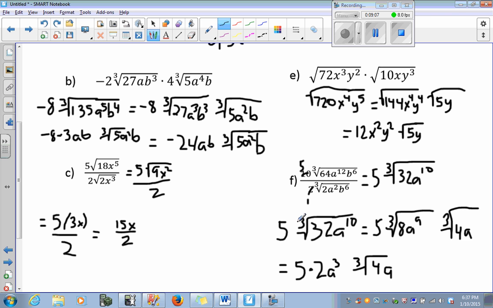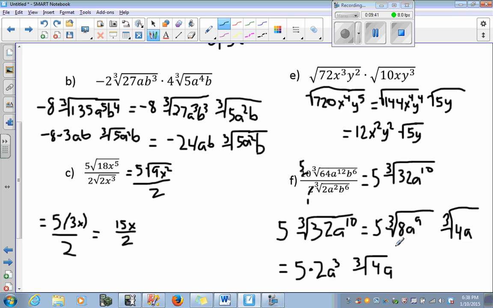Now, the cube root of 32a to the 10th, I'm going to break that out into two radicals. Again, the first radical is going to be everything that's a perfect cube. Everything that's not a perfect cube is under my second radical. Now, the cube root of 32 I would break down as the cube root of 8 times the cube root of 4, because 8 times 4 is 32 and 8 is a perfect cube. a to the 10th I would break down to a to the 9th, which is a perfect cube, and put the remaining a under the other radical.